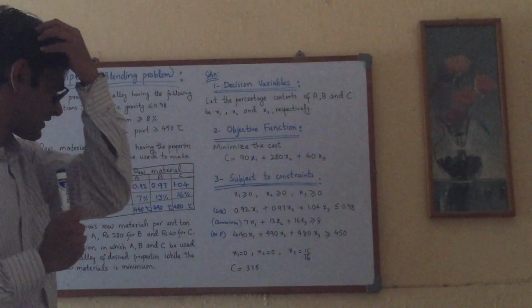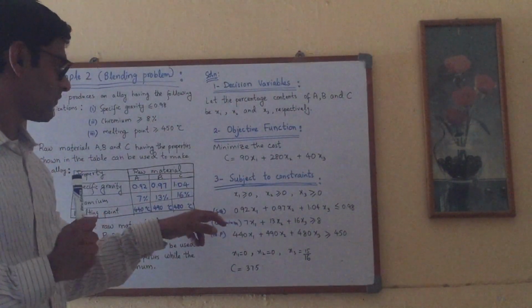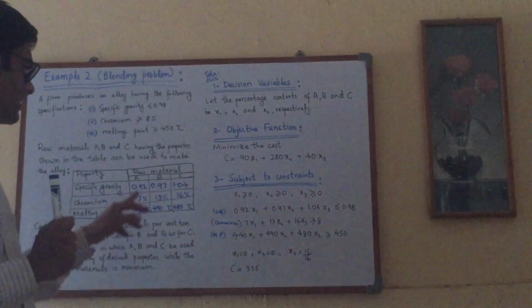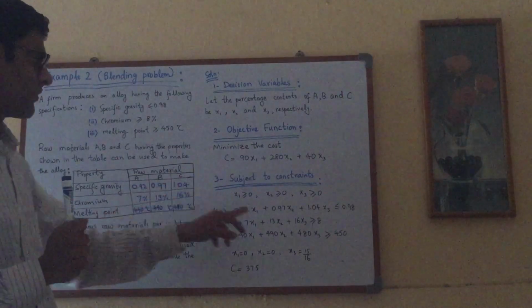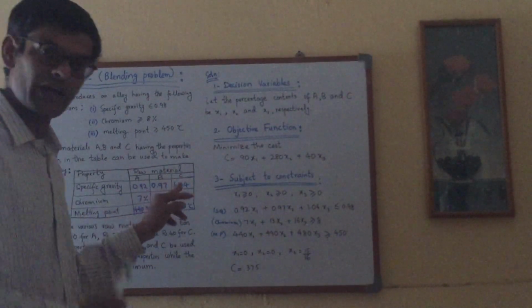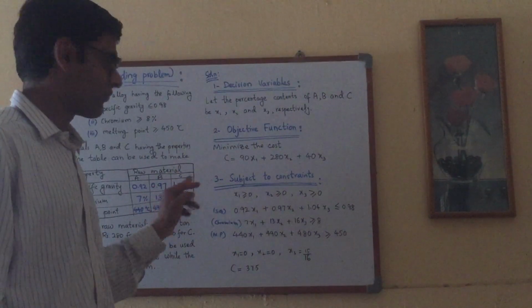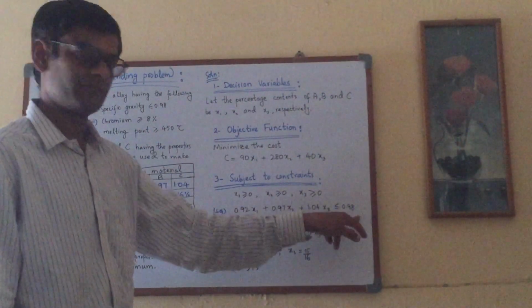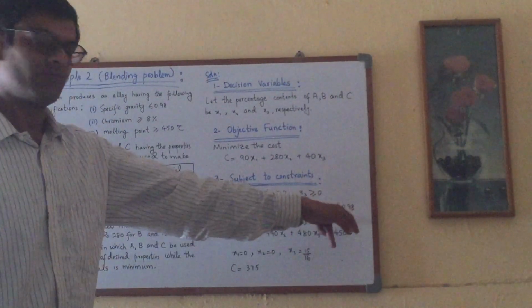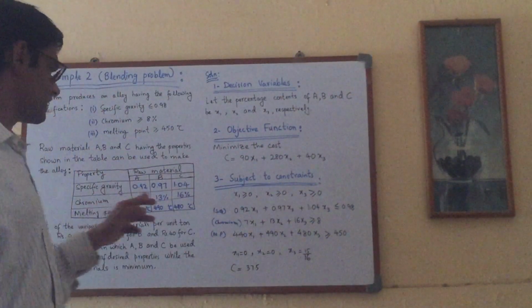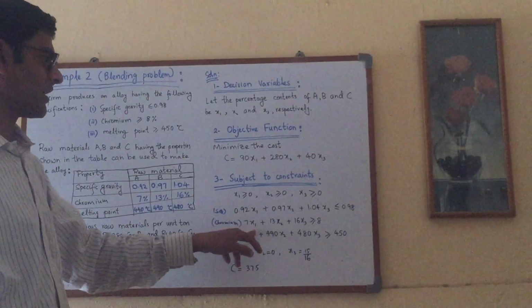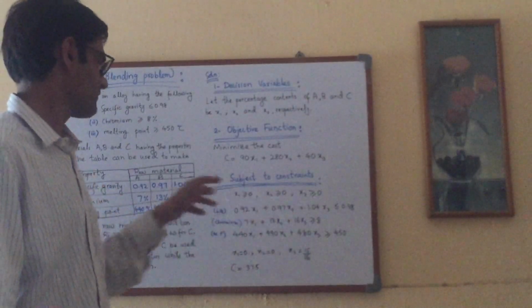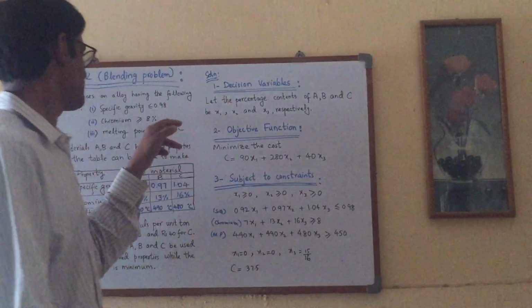So now first constraint would be our specific gravity. So 0.92 times of x1, 0.97 times of x2, 1.04 times of x3 cannot go above 0.98. So less than or equal to 0.98. So chromium percentage, 7% means 7 times of x1, 30% means 30 times of x2, plus 60 times of x3 is equal to 8%.